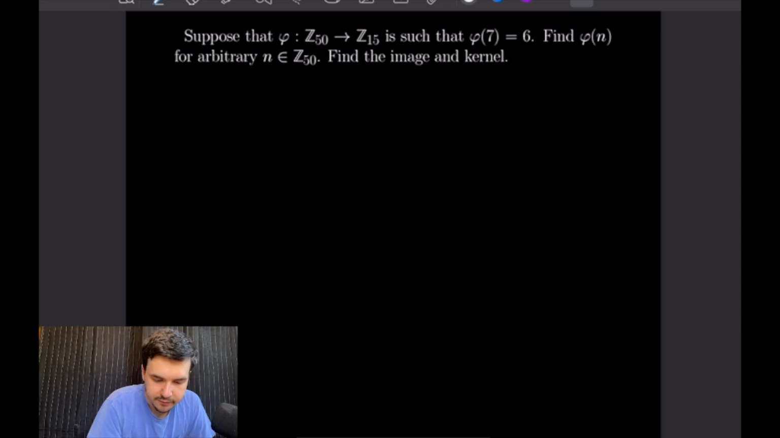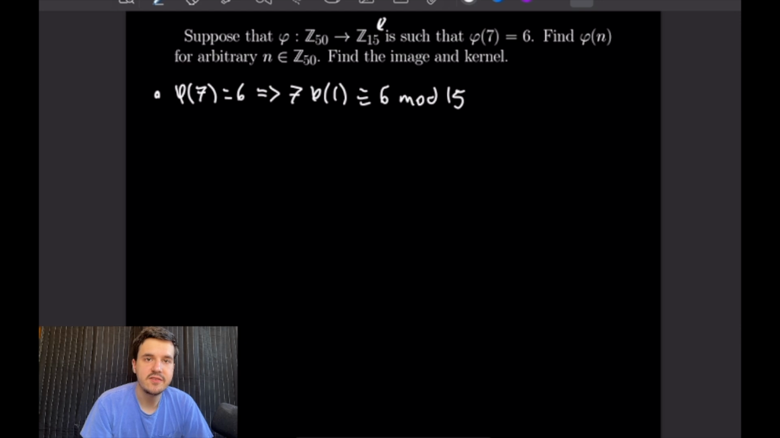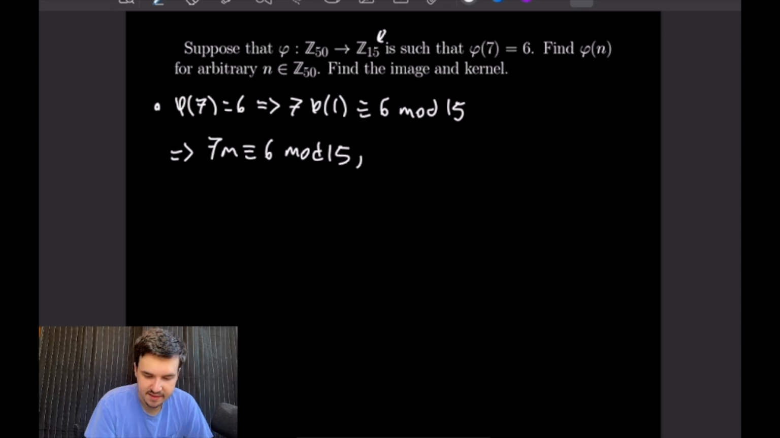So using exactly what we've been given here, we have that phi of 7 is equal to 6. But that means that 7 times phi of 1 is congruent to 6 mod 15, by the fact that we're working in Z15 here. We can use this to solve for phi of 1 as a simple linear congruence, which if you've taken a number theory class should seem pretty familiar. We'll write that as 7m is congruent to 6 mod 15, keeping in mind that this m is living in Z15.